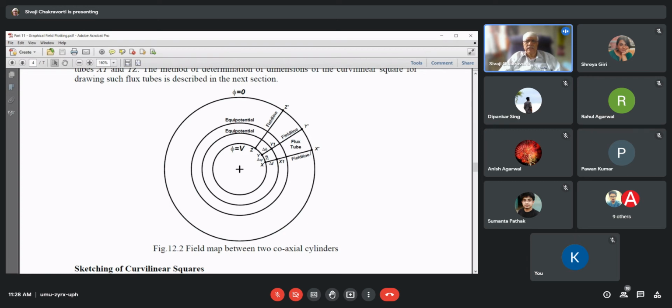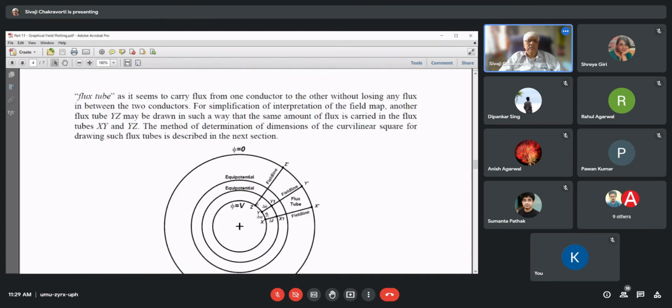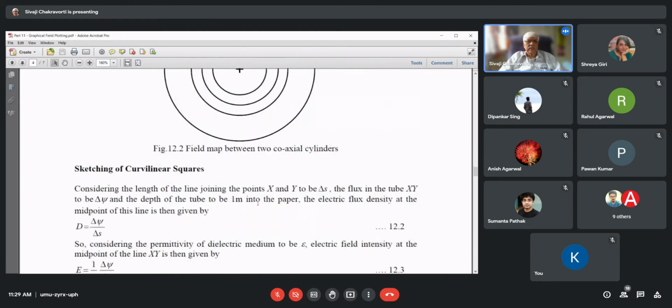If you take two field lines, then all the other field lines within these two field lines cannot cross these two field lines that you have considered, and therefore all the flux within that will be like a flux tube. So I can define another flux tube which will originate between Y and Z and terminate between Y prime and Z prime, and so on and so forth. That's fine.